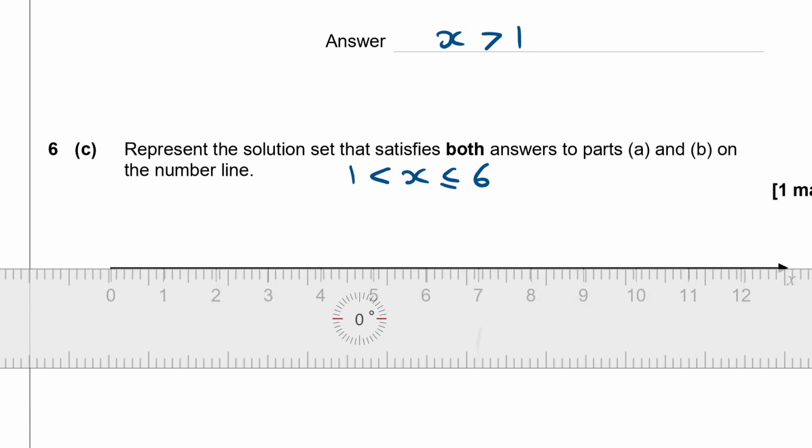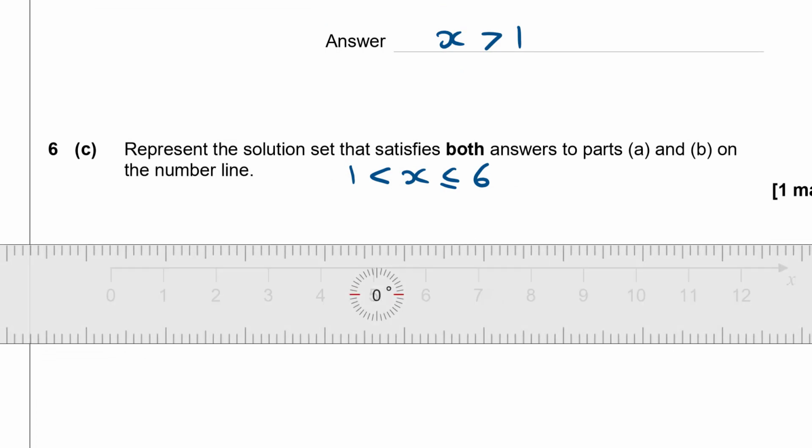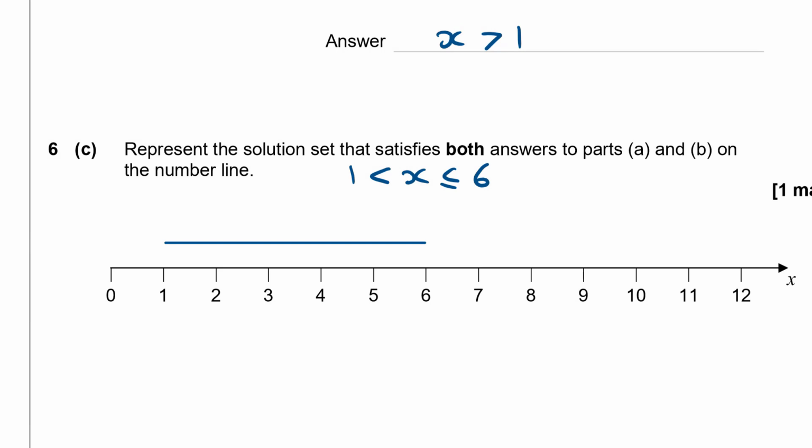Okay, I'm going to show the range by drawing a line from 1 up to 6. So I'm going to draw a line from 1 to 6. Now the ends of the line depend on the sign. So if it's strictly greater than or strictly less than, we do an open circle. So at 1 I'm going to have an open circle. And if it includes the end point, like at the 6 end, we're going to do a filled circle. Okay, so because this sign is strictly greater than, we've got an open circle. And because this one is a less than or equal to sign, we've got a filled circle.